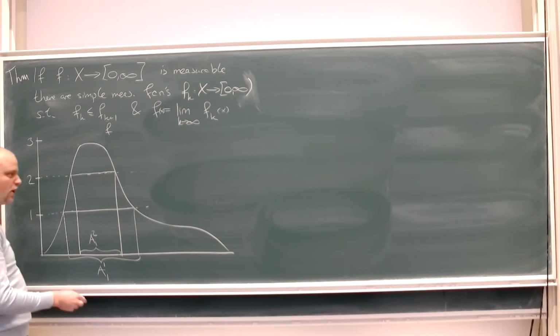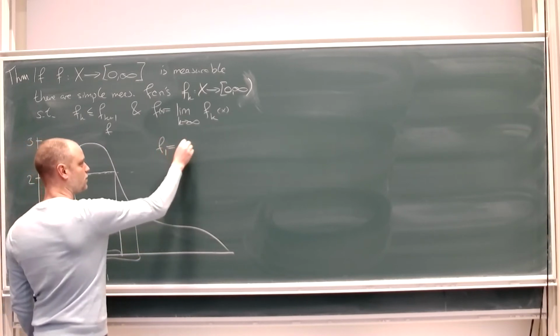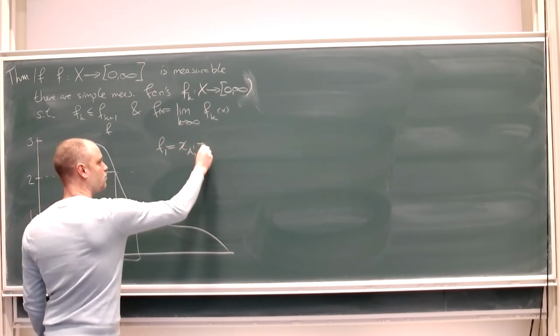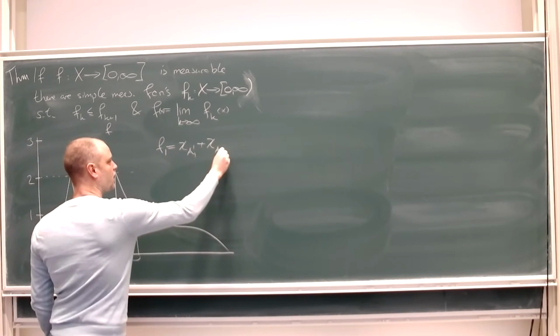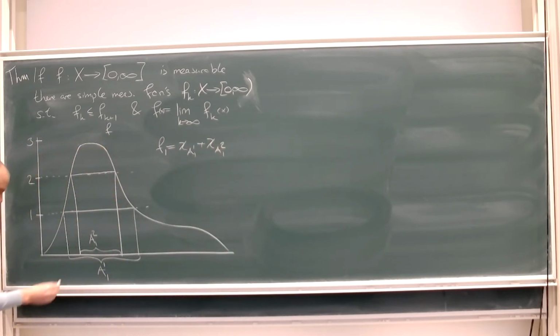So now what I can write, f1 is equal to the characteristic function of A1,1 plus the characteristic function of A1,2. Which function is that now? It's this function.